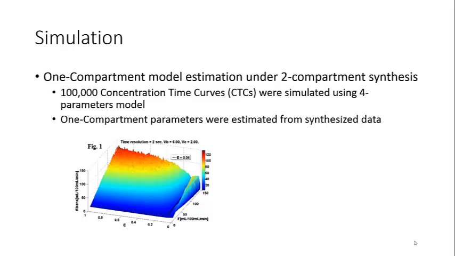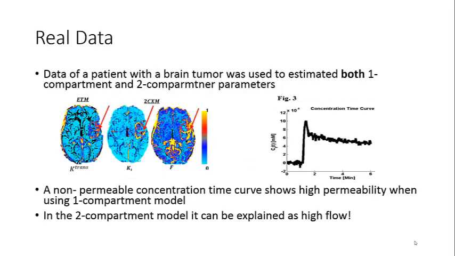We saw that the one-compartment model might let us estimate permeability when none exists, because it cannot explain the flow effect on the signal. We analyzed the data of a patient with a brain tumor. We estimated parameters from both models and compared the results.